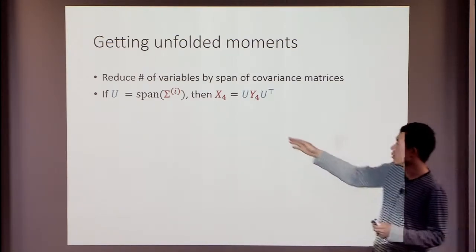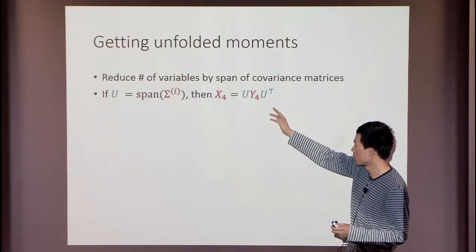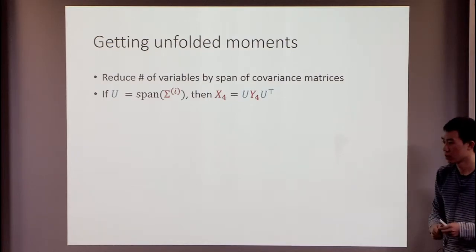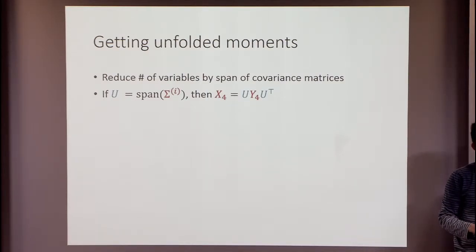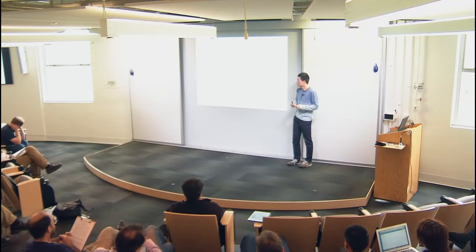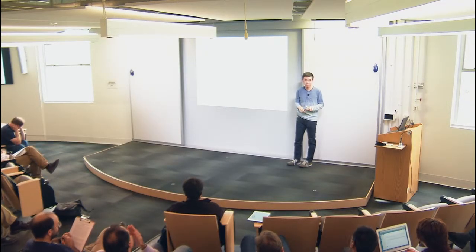And if we know U, then this is a known linear transformation between Y4 and X4. When you take the span, you've taken some canonical vectorization of the covariance matrix? Yes, you take a canonical vectorization. You can have any vectorization you like.